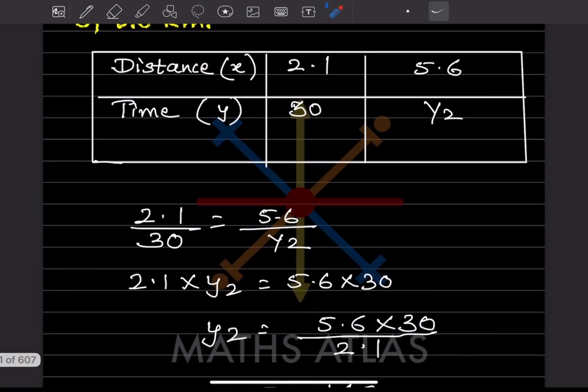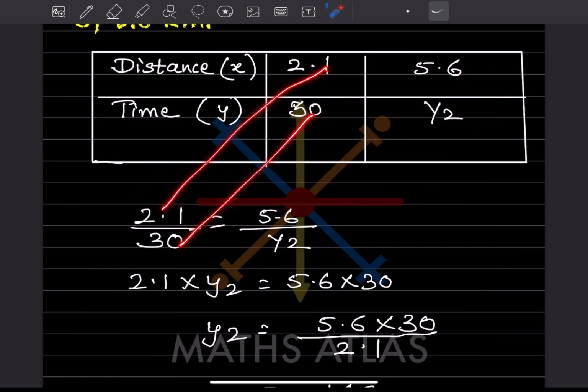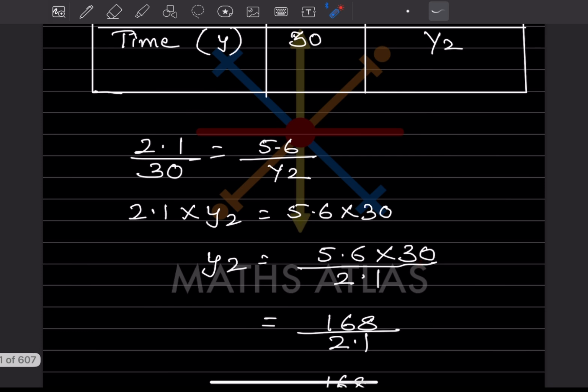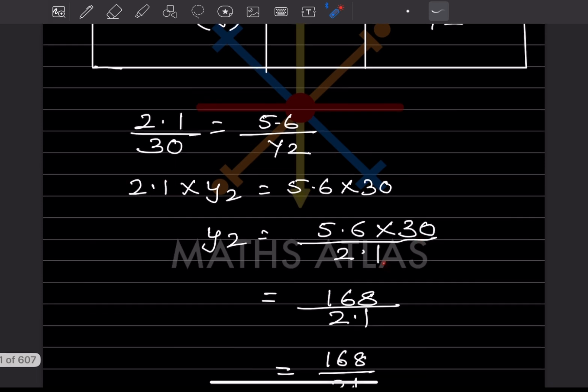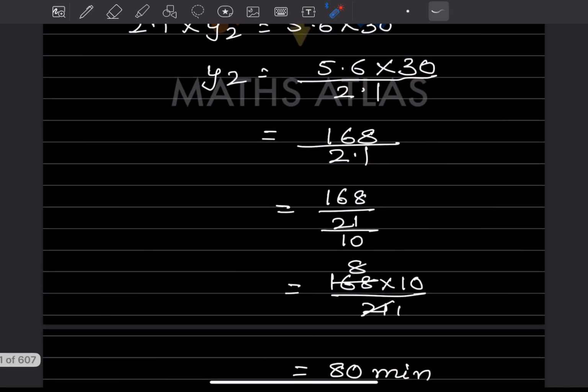So now this divided by this, that will be x1 divided by y1 is equal to x2 divided by y2. So this is x2 and this is y2. Now we will cross multiply here. 2.1 into y2 is equal to 5.6 into, this will go on the other side, that will be 30. So y2 is 5.6 into 30. This is multiplication, it will get divided. So this is 168 divided by 2.1.